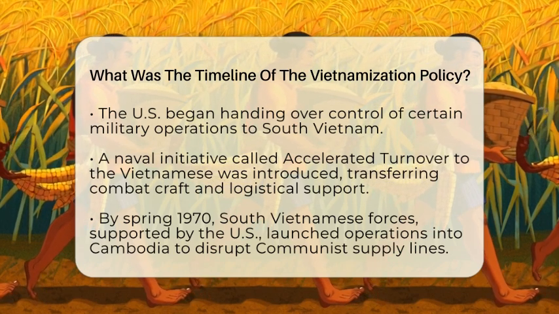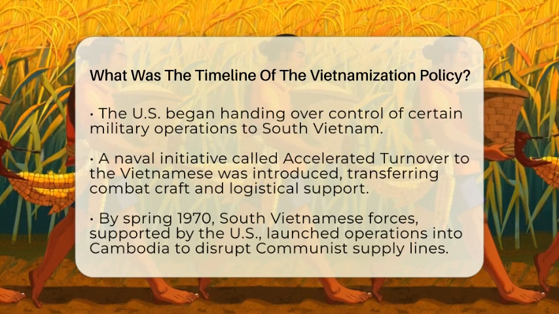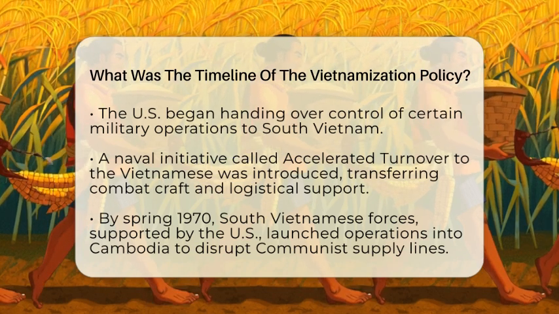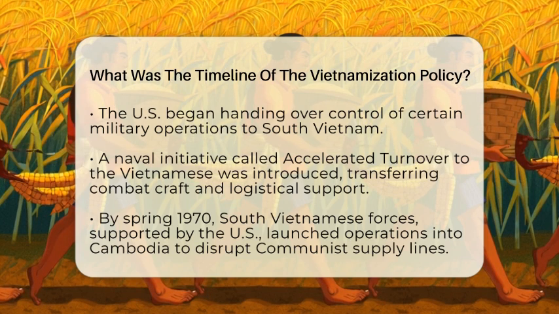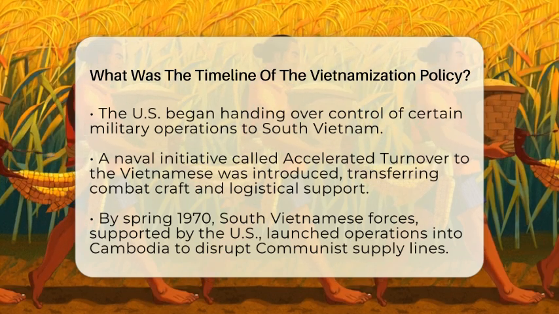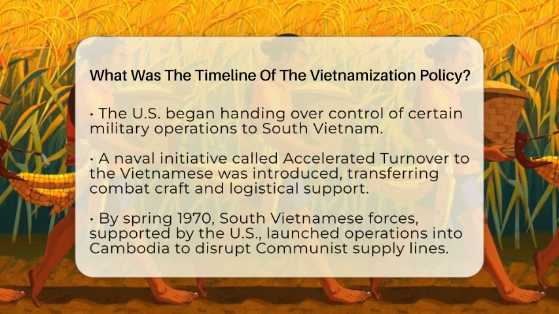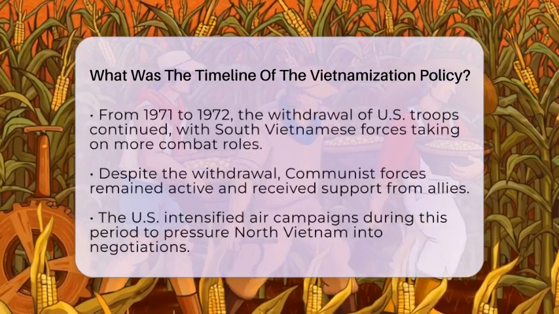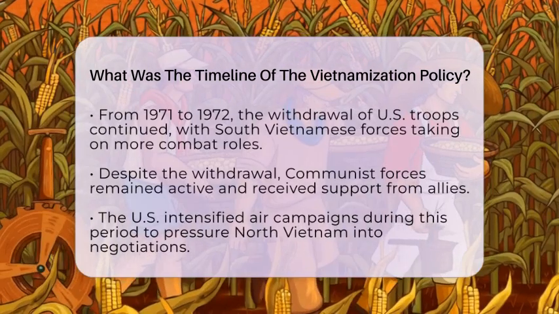By spring 1970, South Vietnamese forces, with U.S. backing, launched incursions into Cambodia. These operations aimed to disrupt communist supply lines and protect the Vietnamization process. The goal was to weaken the military infrastructure of the North Vietnamese and Viet Cong.